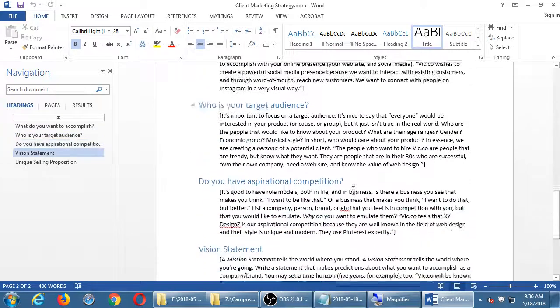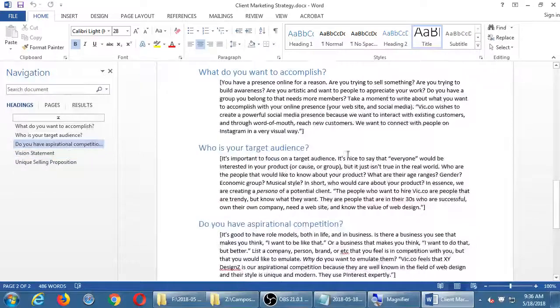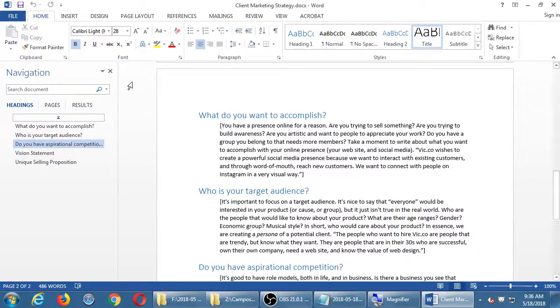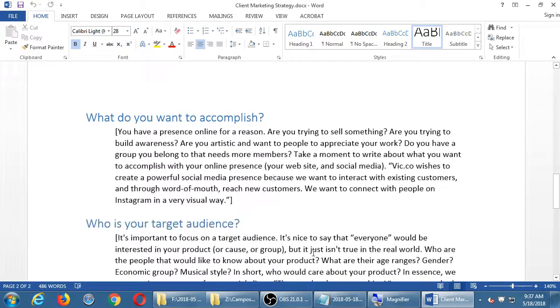And here there's several big sort of questions and goals with definition and example. So looking at the first one, what do you want to accomplish? You have a presence online for a reason. Are you trying to sell something? Build awareness? Are you artistic? Do you have a group, some sort of membership unit? Take a moment to write about what you want to accomplish with your online presence.